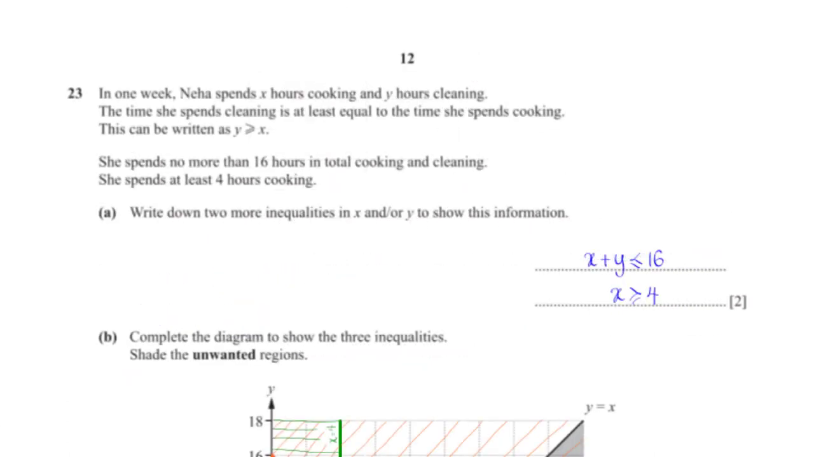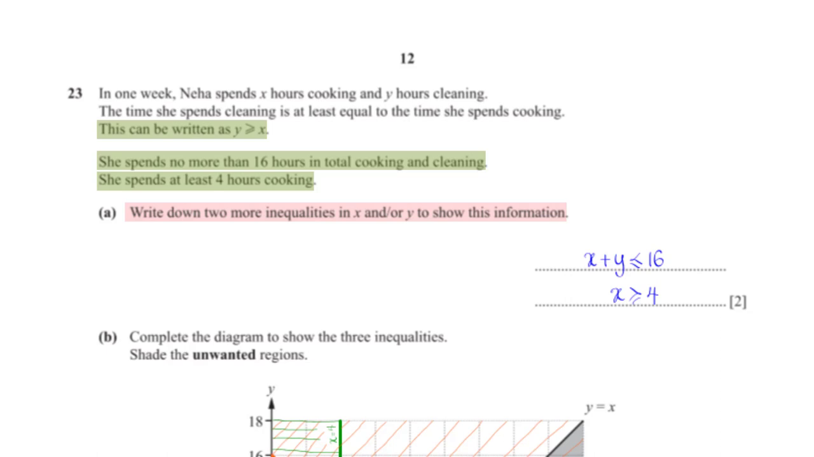In 1 week, Neha spends x hours cooking and y hours cleaning. The time she spends cleaning is at least equal to the time she spends cooking. This can be written as y is greater than or equal to x. She spends no more than 16 hours in total cooking and cleaning. She spends at least 4 hours cooking. Write down two more inequalities in x and/or y to show this information.